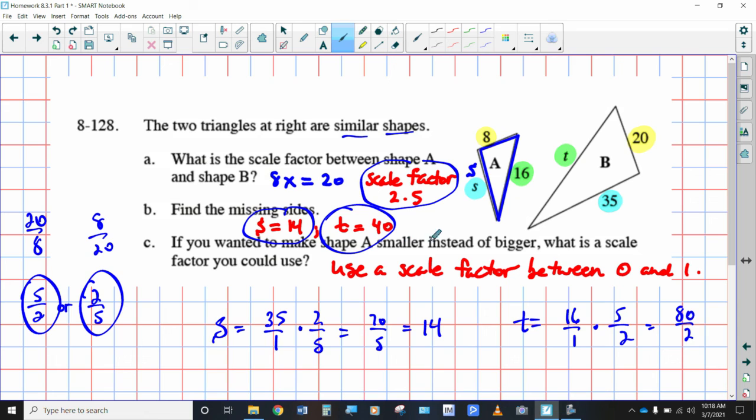So if you wanted to make a shape smaller instead of bigger, what is the scale factor you would use? You would use this one right there, the one that is between 0 and 1.